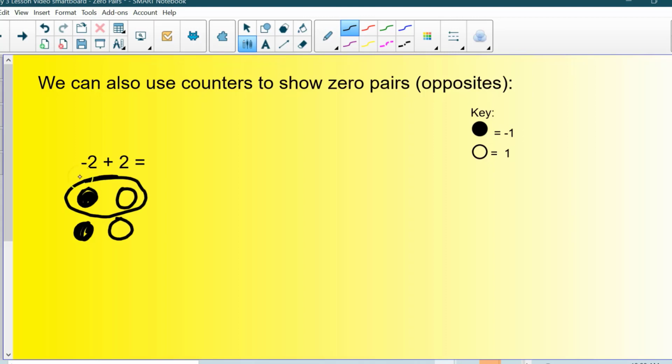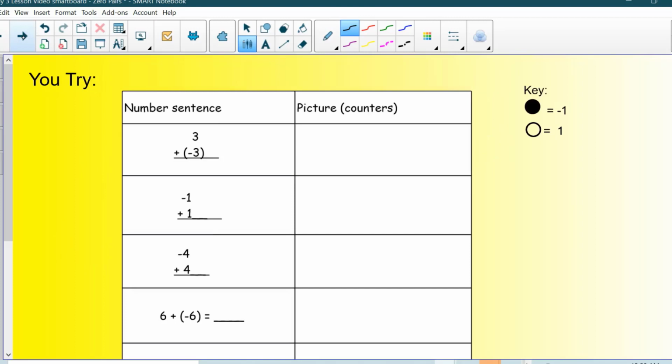And then do we have another pair of zeros? Yep. Here's another pair. So we're putting a 0 around the 0 pairs, the opposites. Okay? You could cross them off if you want, just to remind yourself that they just negated, and so it has no value. So -2 plus 2 is 0. Getting the idea?